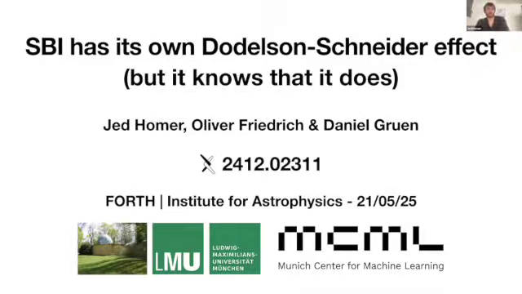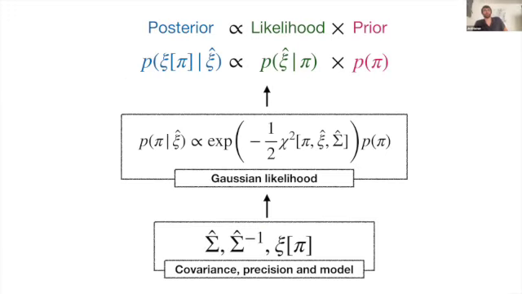Great. Yeah, good afternoon, everyone. Thanks for having me. I'm Jed Homer. Yes, I'm a PhD student working with Oliver Friedrich and Daniel Gruen. And today I'm going to talk to you a little bit about a paper I put on the archive in December of last year, talking a lot about the use of simulation-based inference and therefore generative models in physics and astrophysics. So yeah, the story really starts today with how we fit our models to our data.